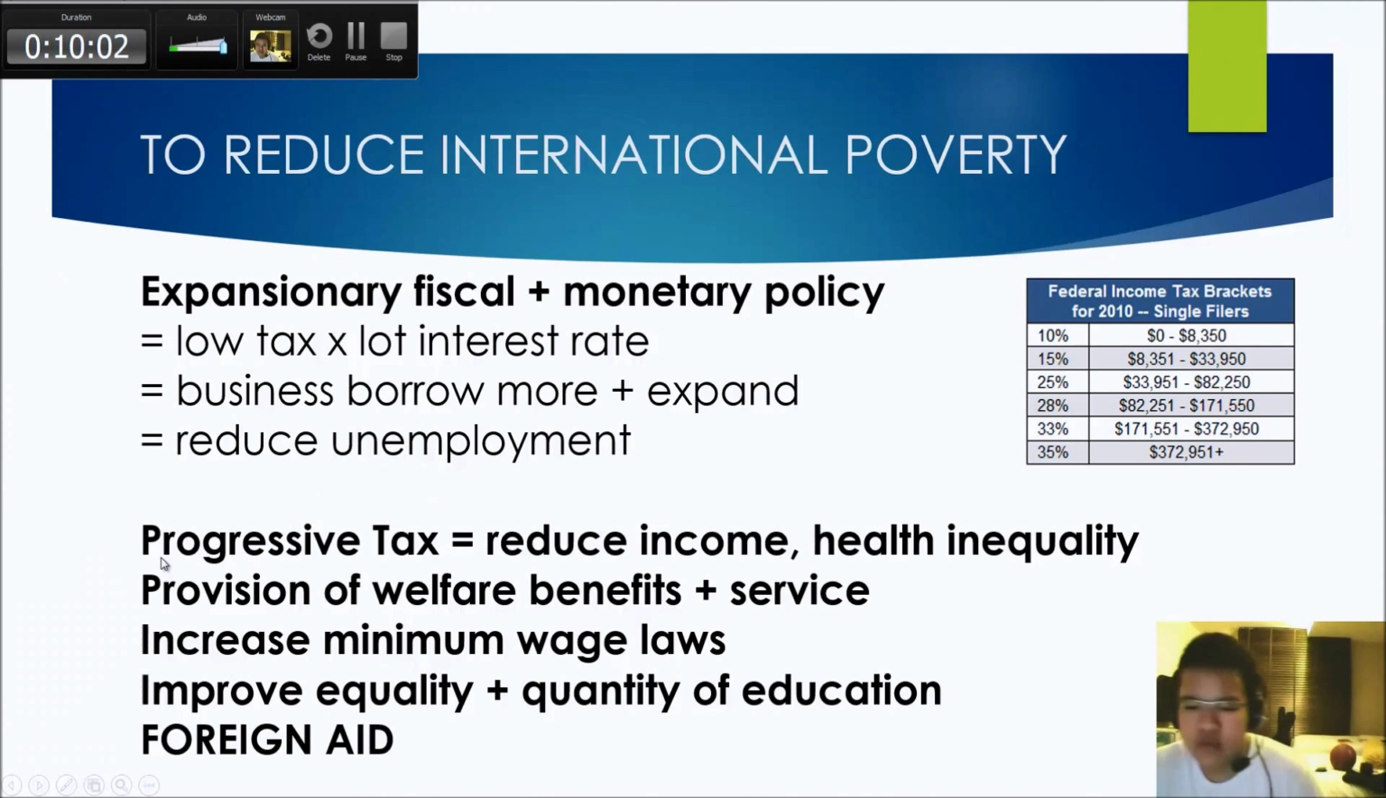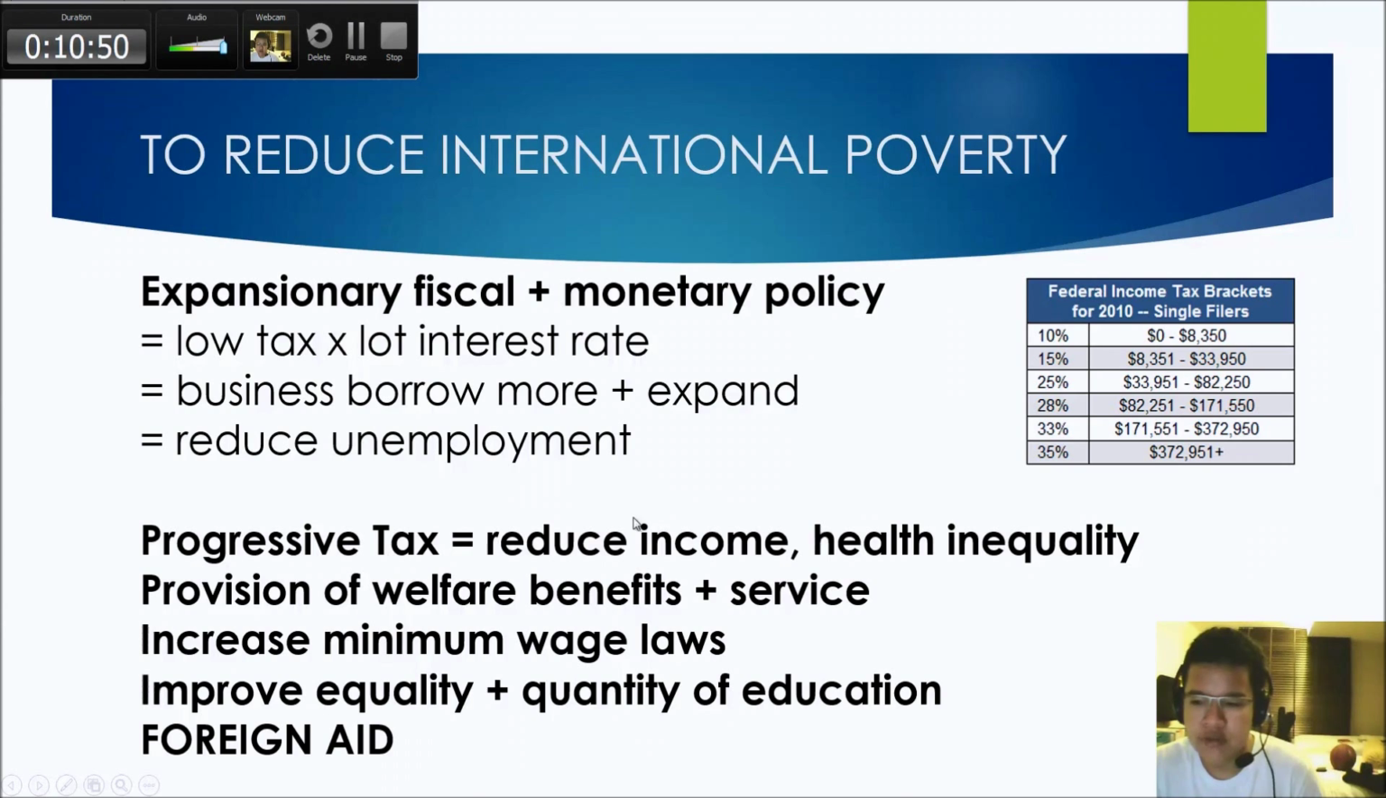So to reduce international poverty, there are six main reasons, and they are pretty much very logical. First of all is the expansionary fiscal and monetary policy. Fiscal deals with tax rates, and monetary policy deals with interest rates. So they lower tax rates and they lower interest rates, so business can borrow more and more, and they might expand. If they expand, this would create more jobs, and therefore this would reduce unemployment. That's one of the reasons of expansionary. That's how you reduce international poverty.